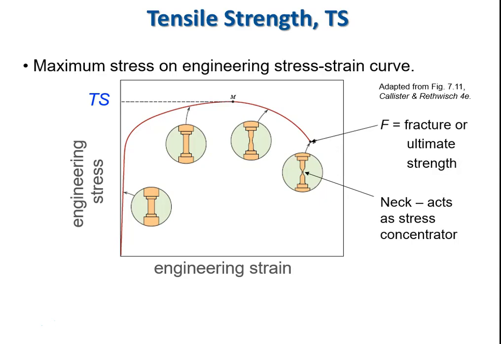But in that local area in the neck, the stress is continuing to go up, and we actually will continue to strain the material, continue to elongate it until it finally fractures. And so the fracture stress and the fracture strength is defined by that final point, in which case the load will drop completely back down to the x-axis.